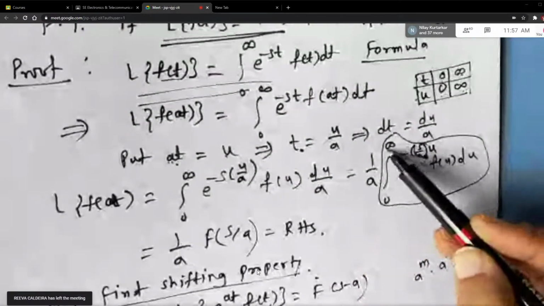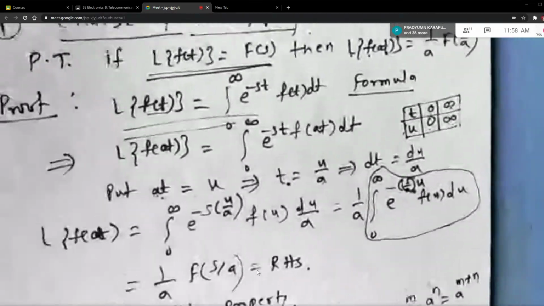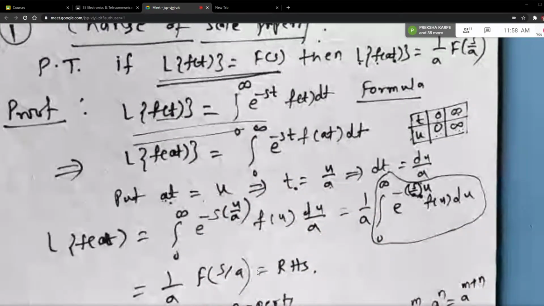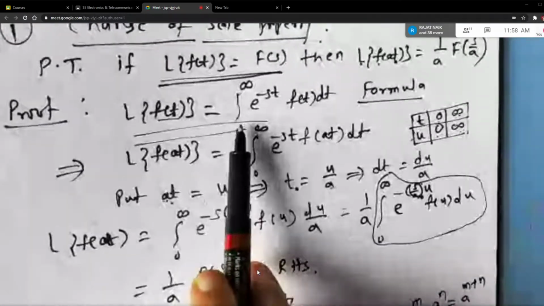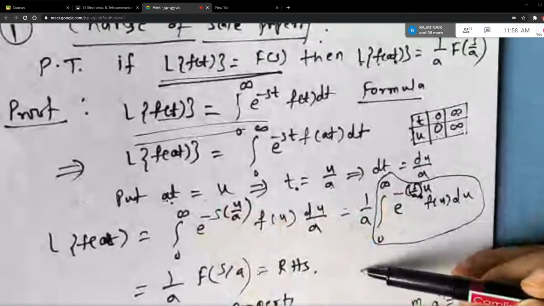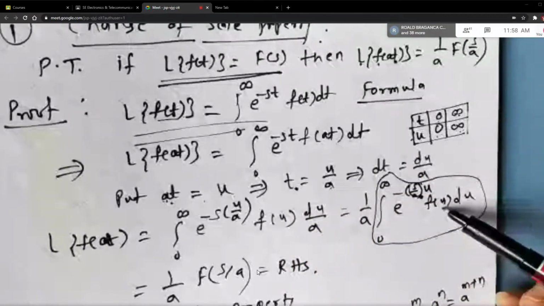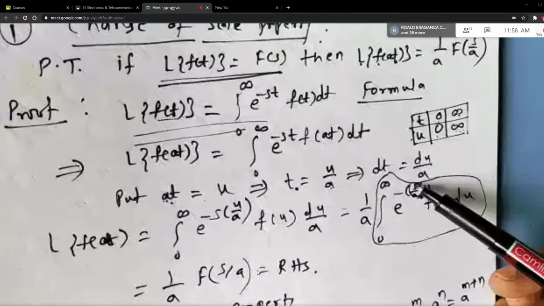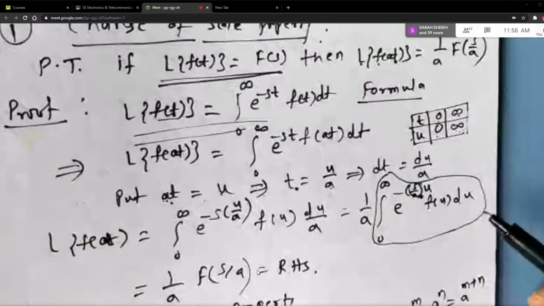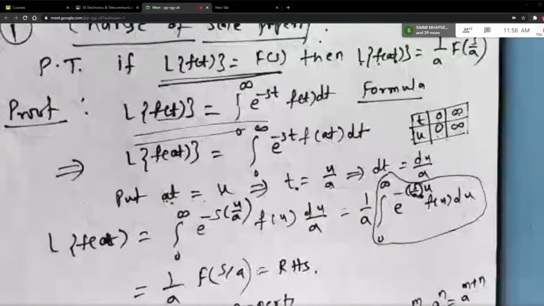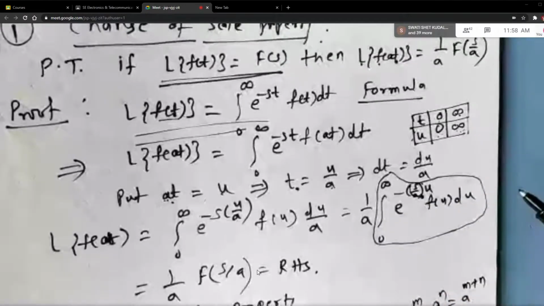And now if you compare this integral with our formula, see what the basic requirements in the formula are. The integral has to be from 0 to infinity. Here also you have the integral from 0 to infinity. There has to be the term e raised to minus st and f of t dt, correct? So in place of s, what do you have? s by a. f of u du means f of t dt. Only the letter is changed, but the formula will not change. So all the conditions of the formula are fulfilled by this integral.